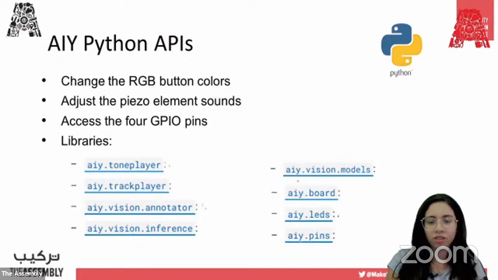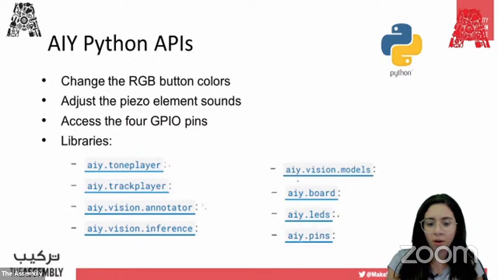Also, the AIY has a very good thing because it offers us some Python APIs that we could use that will ease the process of controlling, for example, the buzzer, the arcade button, and the LED. So you could change the RGB button colors.